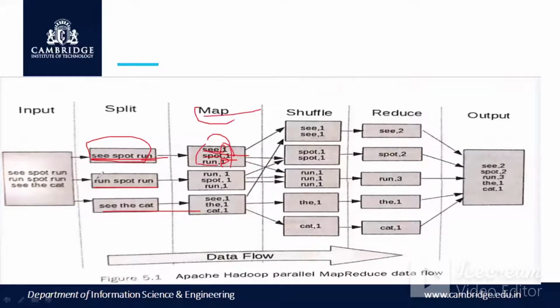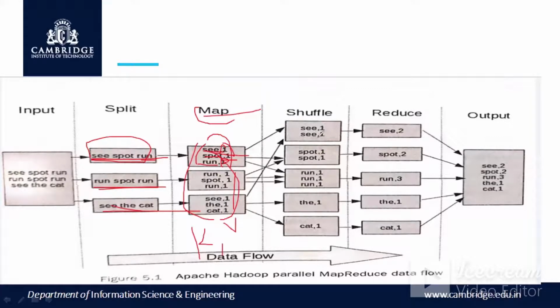Similarly for the second sentence and the third sentence, you can see the sentences being converted into key value pairs. These are nothing but the key and value pairs.